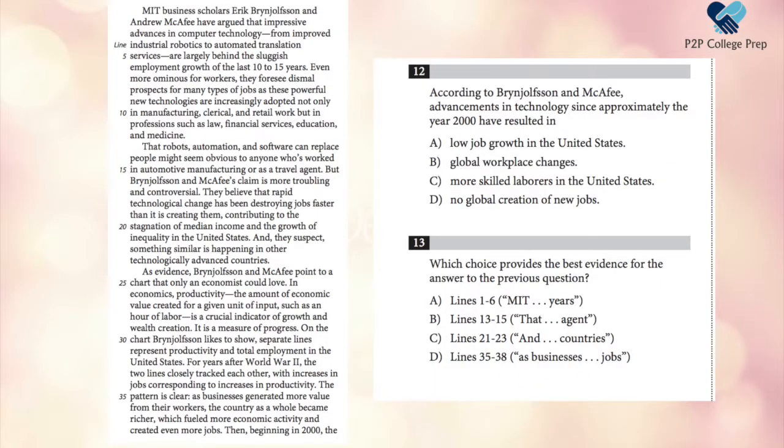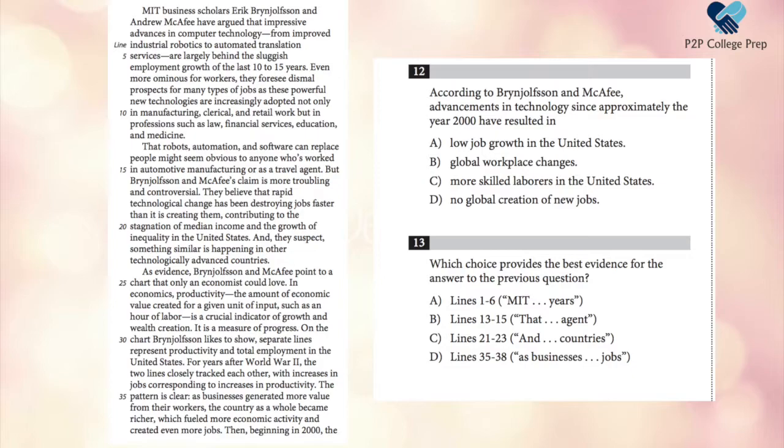Next, we have questions 12 and 13. And these two questions are very interesting because in the second of the two questions, we have to find the lines that provide the best evidence to the previous question above. So let's read number 12. According to Bryn, Joffelson, and McAfee, advances in technology since approximately the year 2000 have A, resulted in low job growth in the United States, B, global workplace changes, C, more skilled laborers in the United States, or D, no global creation of new jobs. Immediately we can rule out C because we already know that the whole passage has to do with how technology is destroying jobs. So we can rule that out.